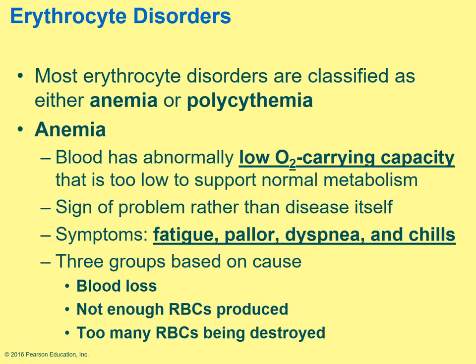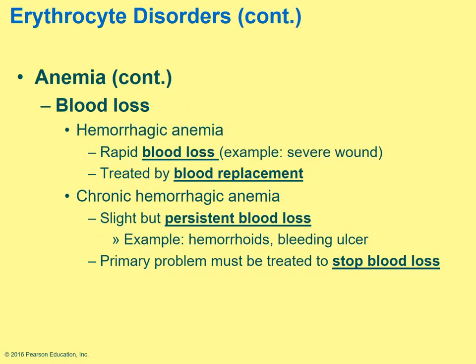Most of your erythrocyte disorders are classified either as anemia or polycythemia. Anemia is when blood has abnormal, low oxygen carrying capacity. It's not necessarily a sign of a disease itself, but it's a problem that you have to deal with. The symptoms are often tiredness, light-colored skin, chills. There are different causes for anemia. It could be due to blood loss, not enough red blood cells being produced, or too many destroyed.